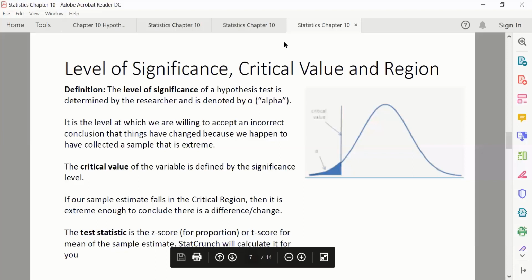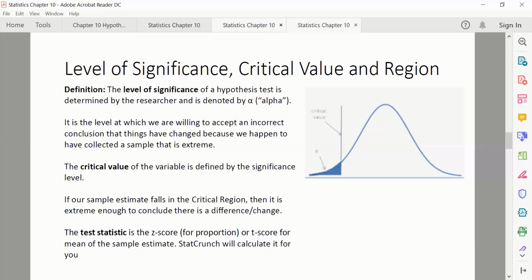So if we're looking at this picture, we have alpha that our researcher gave us. It's usually 0.01, 0.05, occasionally it's 0.10. And that alpha is this area to the left, in this case, in our picture. This is our critical region where that area is.